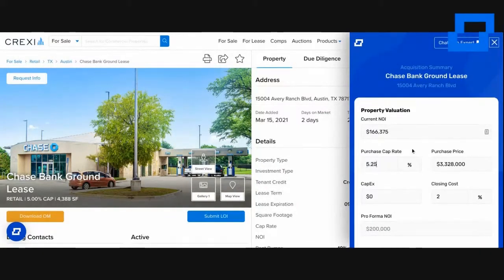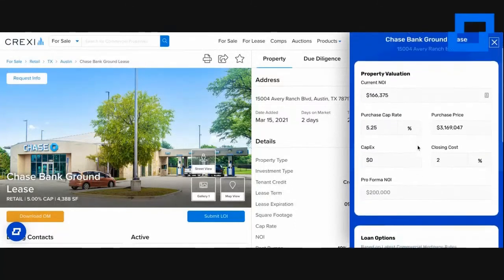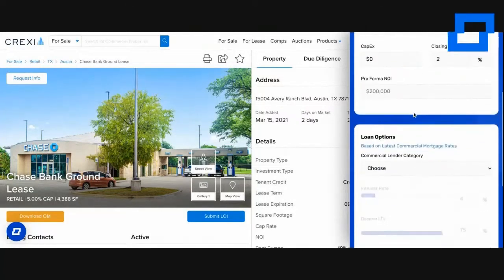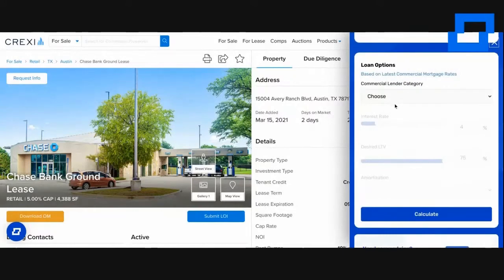Instead, we can say, okay, let's make some quick purchase assumptions. Let's say I can negotiate this to up to a 5.25 cap. And then what if I chose this type of financing? Now, these financing options are being sourced and updated daily from StackSource's server.